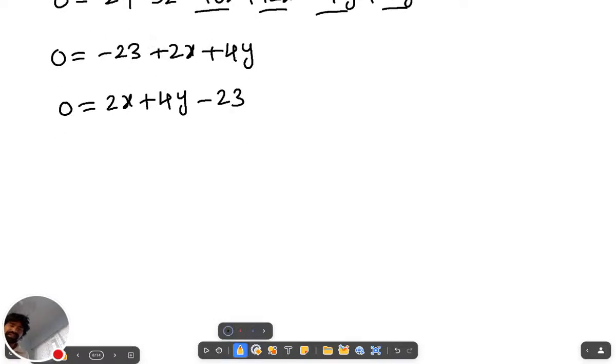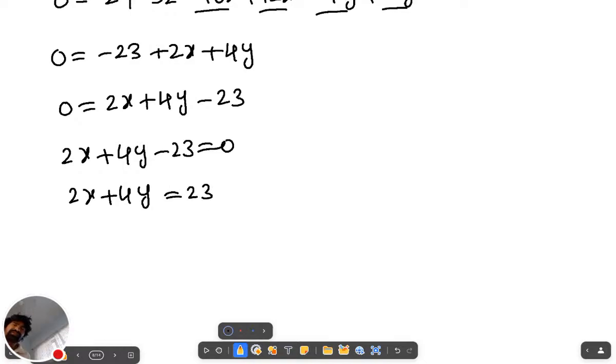So otherwise we can write it as 2x plus 4y minus 23 equals to 0. Send minus 23 to the right side: 2x plus 4y is equal to 23. Let this be equation 2, and equation 1 will be the first one given, x plus y is equal to 5. So let this be equation 1.